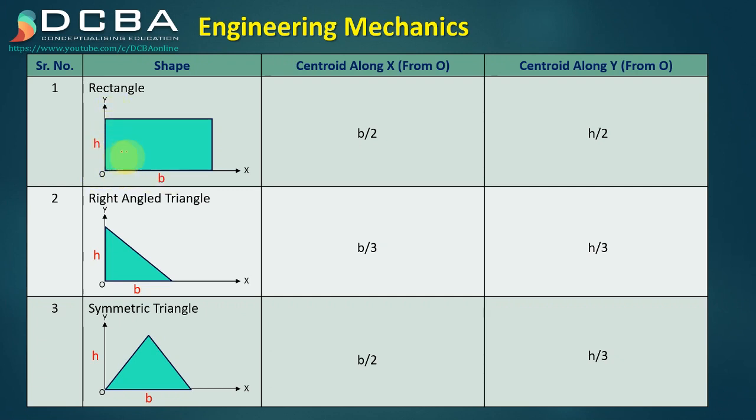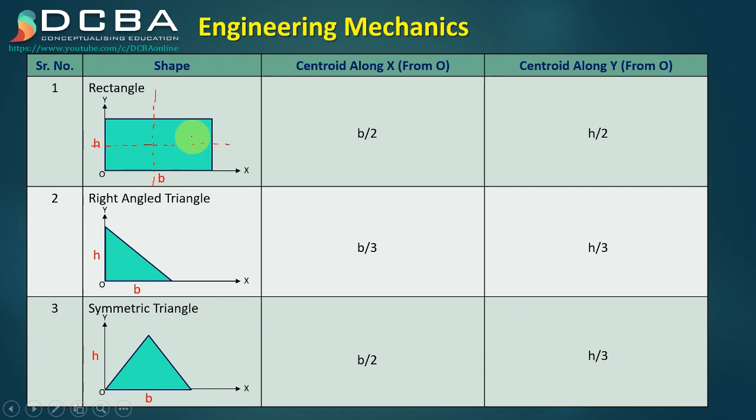Now wherever the centroid lies, we can draw an axis. So for example, if it lies at b by 2, at b by 2 we can draw an axis. Similarly at h by 2 we can draw an axis. The axis that is drawn from the centroid is called the centroidal axis.